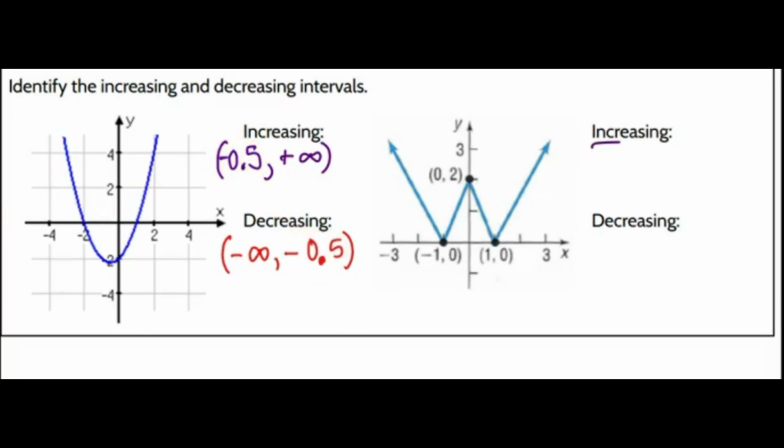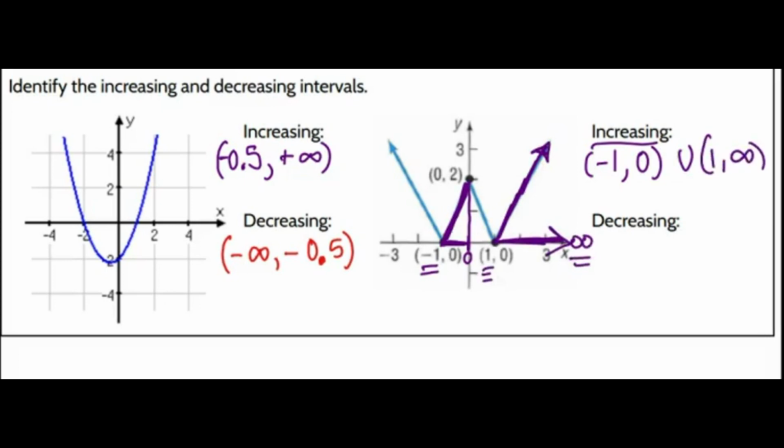Okay, here we're going to look at increasing first. I have two pieces that are increasing, right here and here. So we're going to have two different intervals. My first interval, I see it starts at -1 and it ends right here, which is 0. So my first interval is this piece. My second interval is from 1 to infinity. So remember, we're just looking at x values.